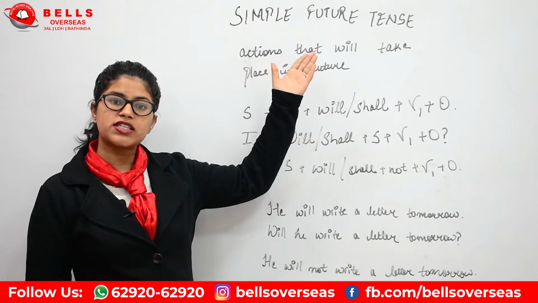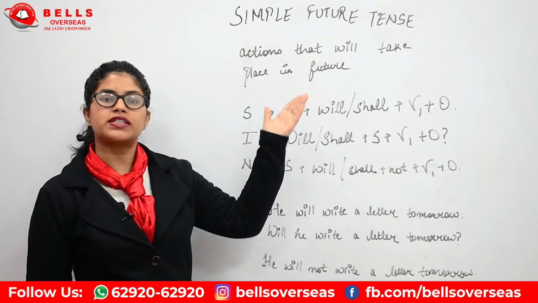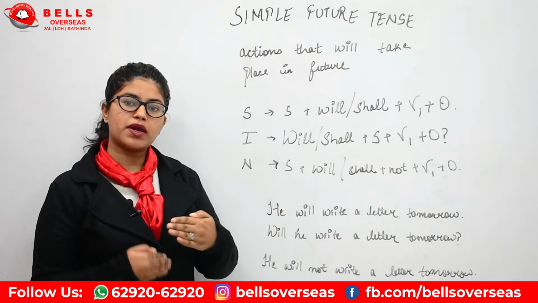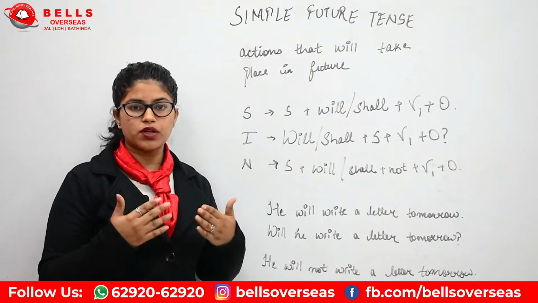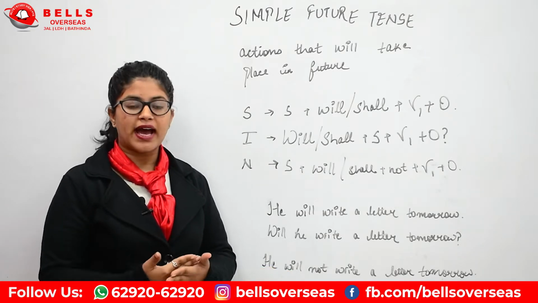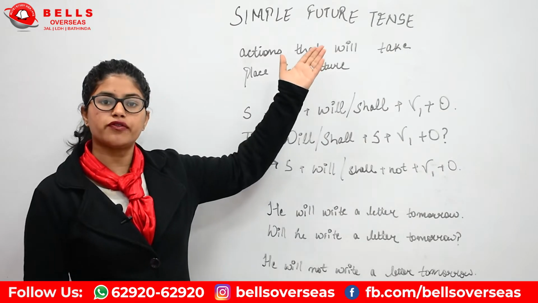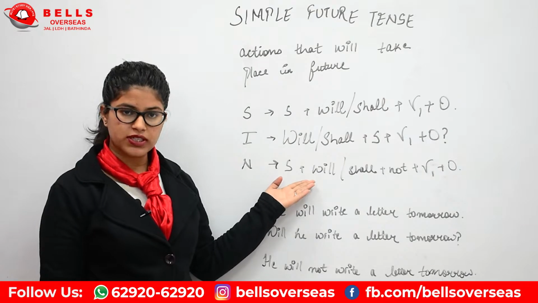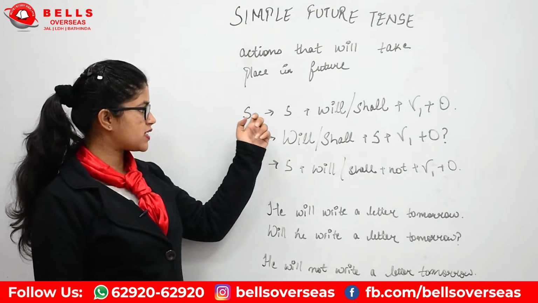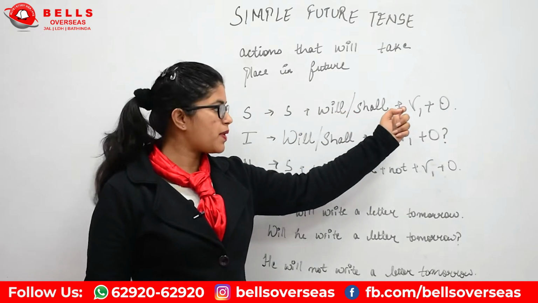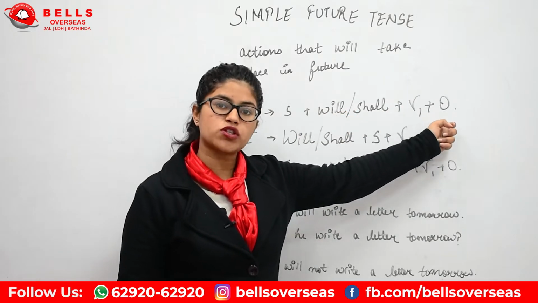Simple future tense is used with those actions which will take place in future. जो actions अभी आने वाले time में होंगे. For example, I will go to the market. मैं अभी market जाऊंगी. That is where we use simple future tense. Now we'll see the structures, how we use simple future tense. In simple sentences, it is subject plus will or shall plus verb first form plus object.